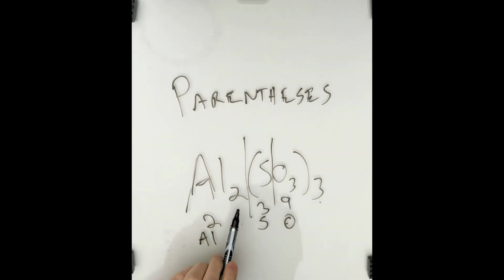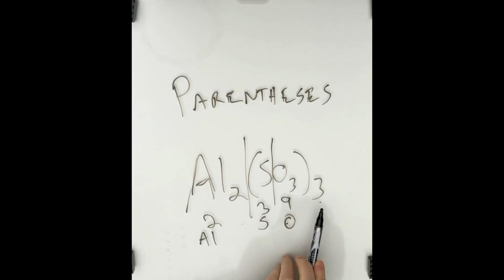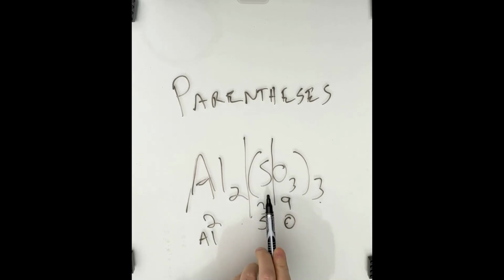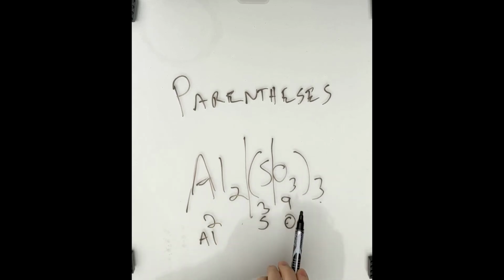Okay, so again, the number outside the parentheses over here with the aluminum only applies to the aluminum. The number next to the parentheses here multiplies everything in the parentheses, but doesn't go back and multiply the aluminum. It only affects the stuff in the parentheses.